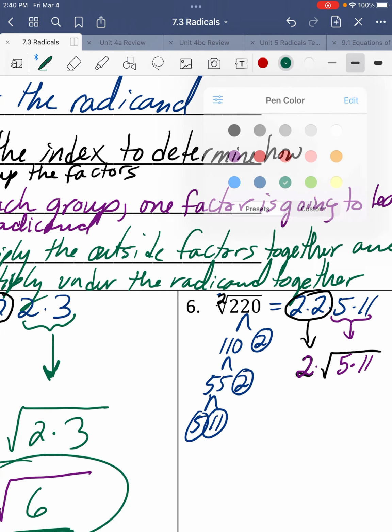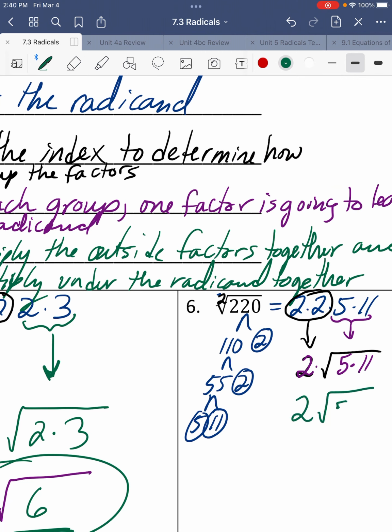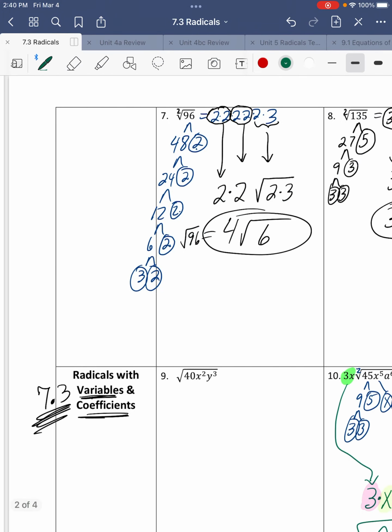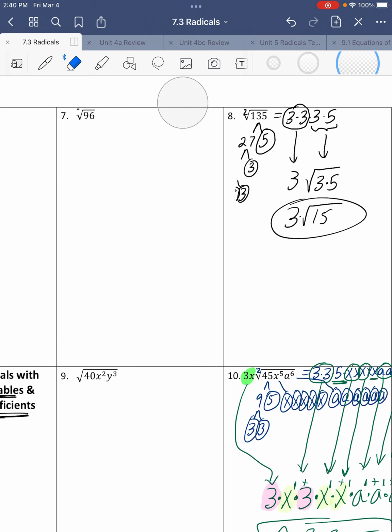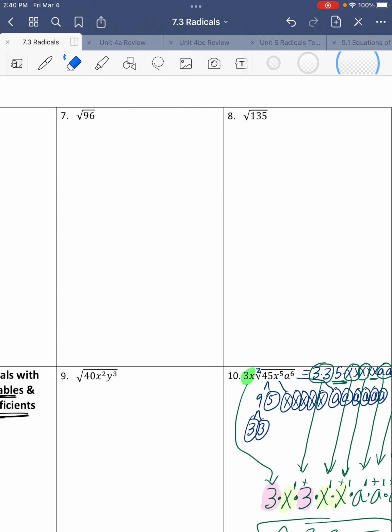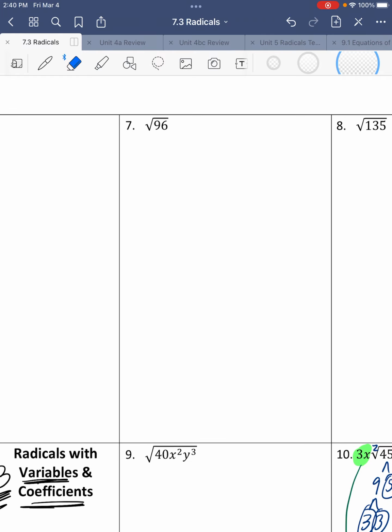Now we're going to multiply the insides and outsides. So outsides, there's just 2. The insides, 5 times 11 is 55. Didn't know I had these done. Erase. All right, let's take a look at number 7.